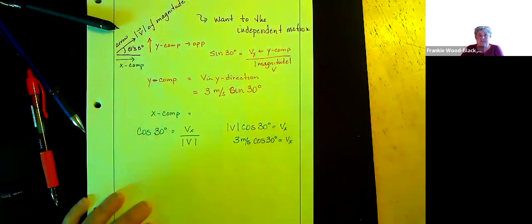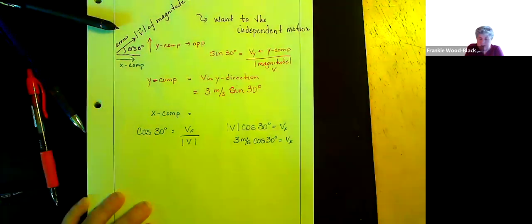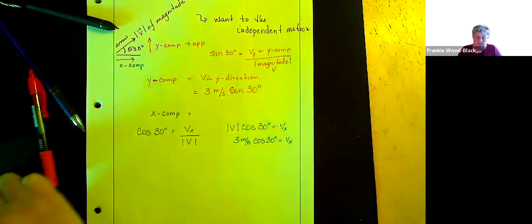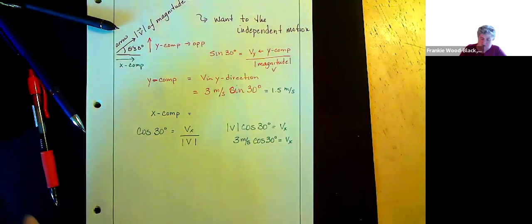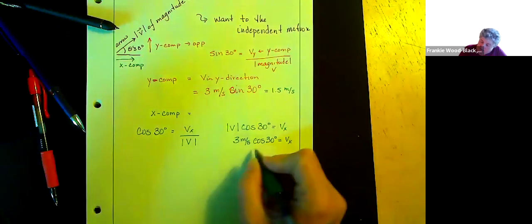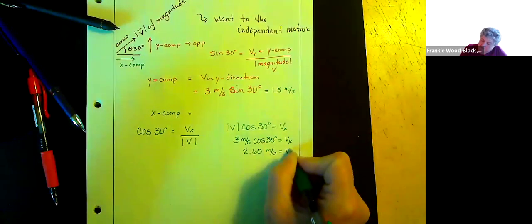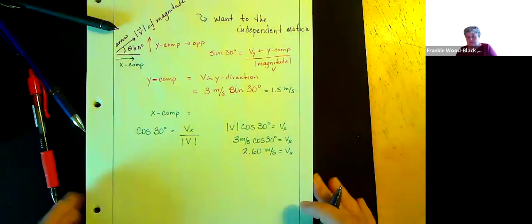So now we've got these things taken care of. We've got them in their 2 components. We can actually calculate those numbers. So it's 3 times the sine of 30, and this is 1.5 meters per second. 3 times the cosine of 30 gives me 2.60 meters per second. And that gives me the velocity in the x direction.